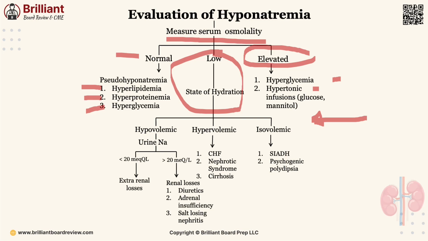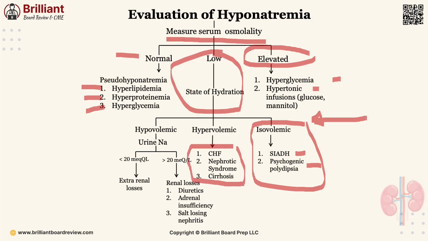So if you feel they're isovolemic, we're going to say SIADH, or look at the SIADH. Or it could be psychogenic polydipsia, and these are things you need to work through. If it's hypervolemic, now we need to look at CHF, maybe we can get a BNP, nephrotic syndrome or cirrhosis. Or hypovolemic, then we can measure the urine sodium. If the urine sodium is low, maybe we're having extrarenal losses. If the urine sodium is high: diuretics, adrenal insufficiency, salt-wasting nephritis.